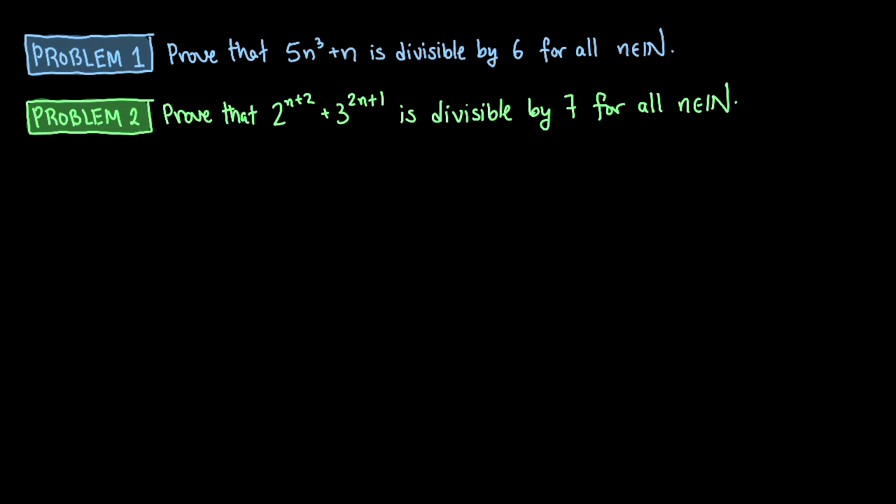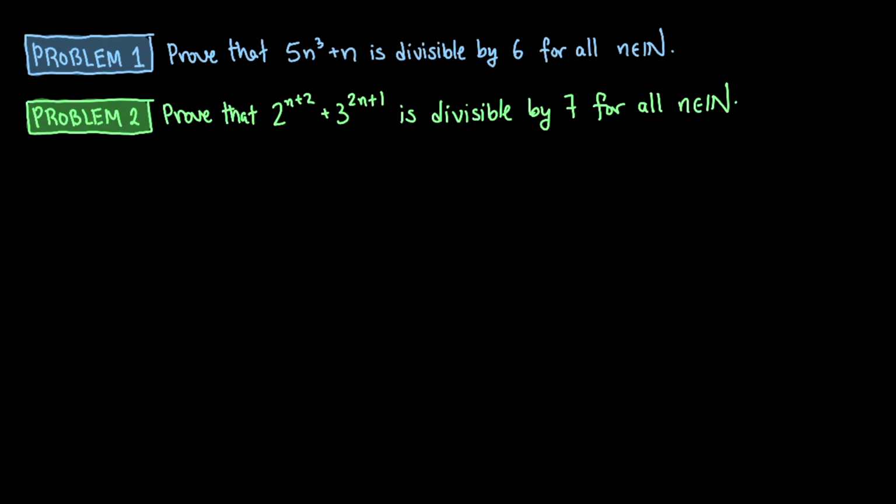Okay, I've got two proofs by induction for you. The first one asks you to prove that 5n cubed plus n is divisible by 6 for any natural number n. The second one asks you to prove that 2 to the n plus 2 plus 3 to the power 2n plus 1 is divisible by 7 for any natural number n.